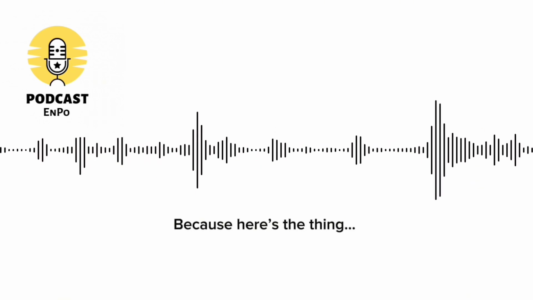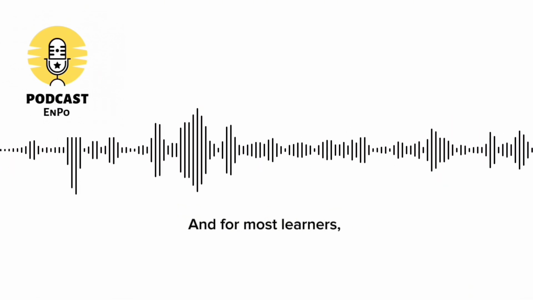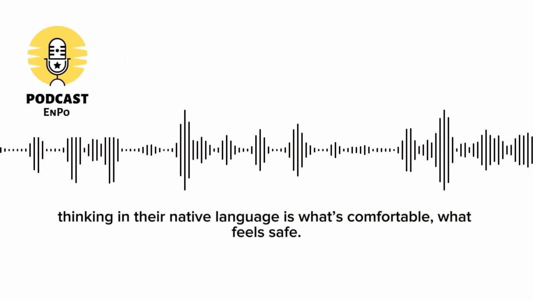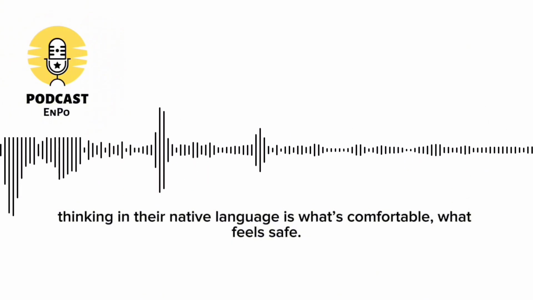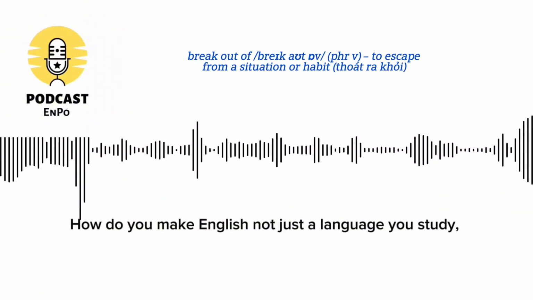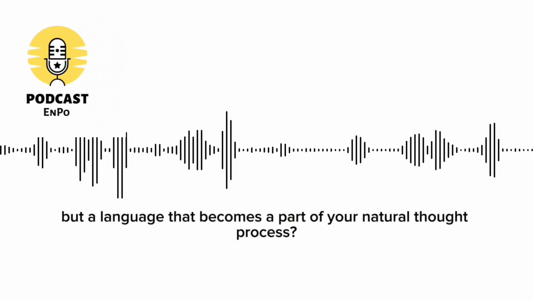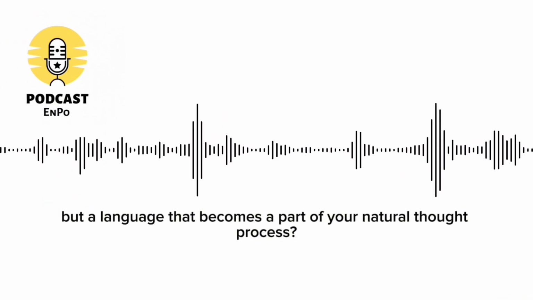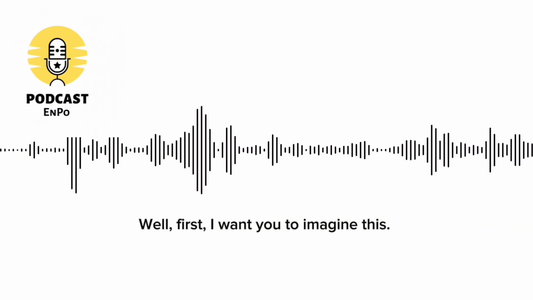Because here's the thing, our minds love the familiar. And for most learners, thinking in their native language is what's comfortable, what feels safe. So how do you break out of that habit? How do you make English not just a language you study, but a language that becomes a part of your natural thought process?